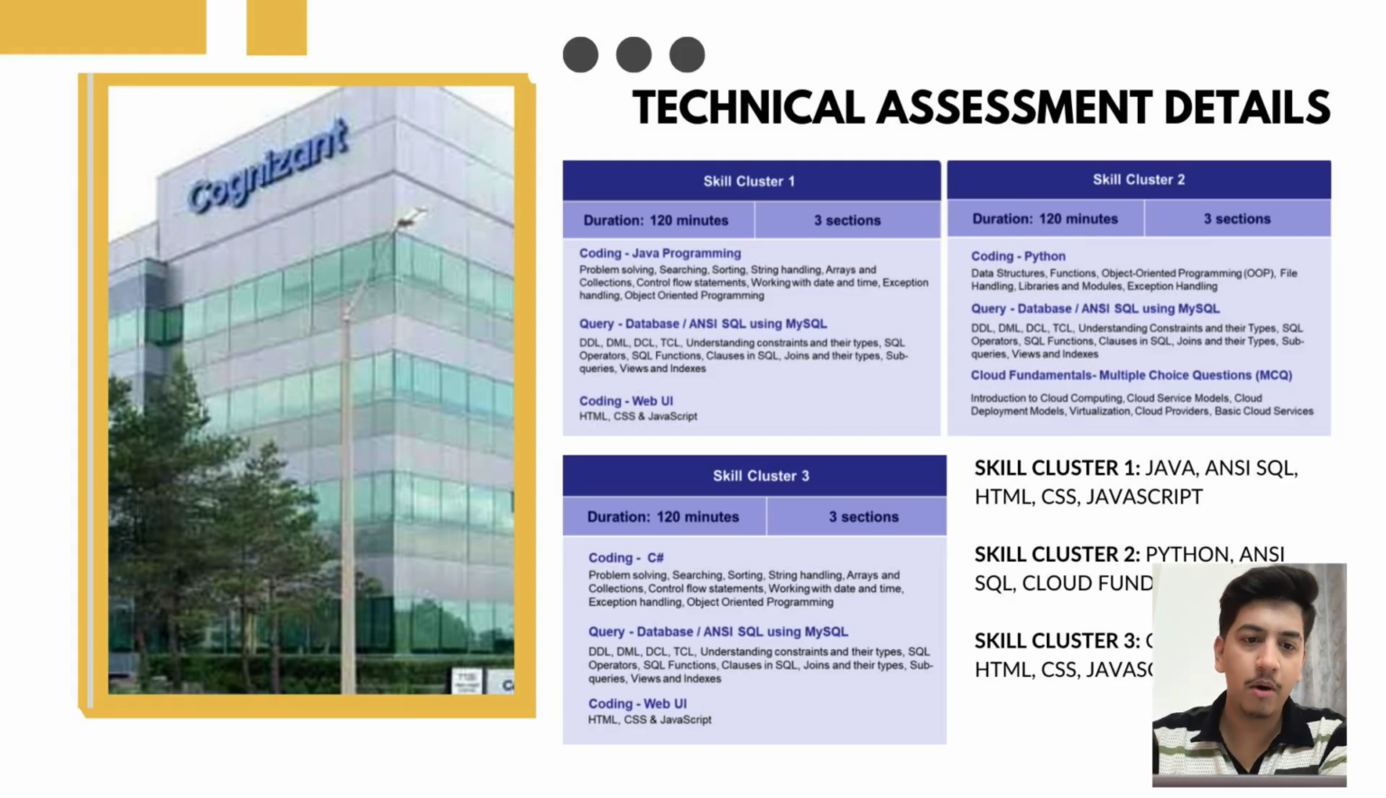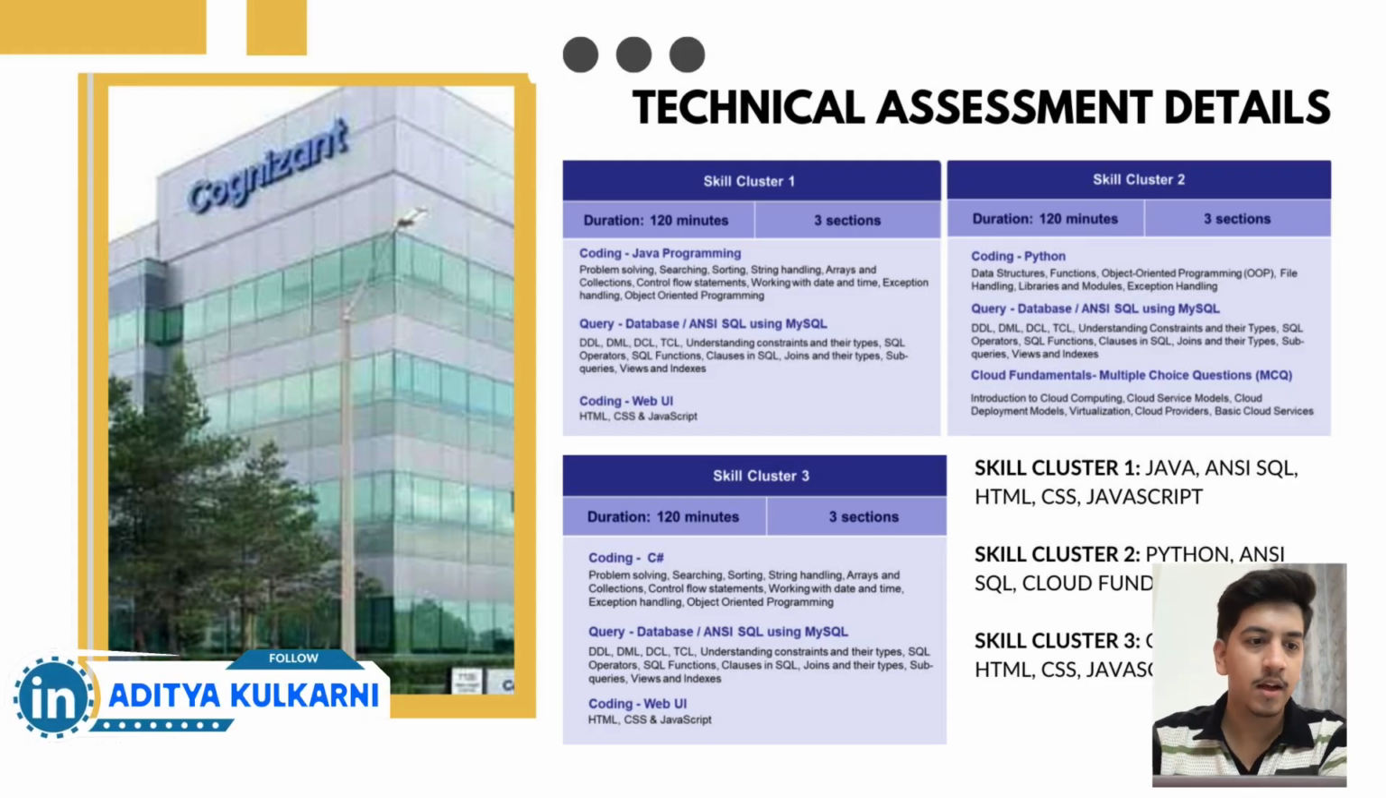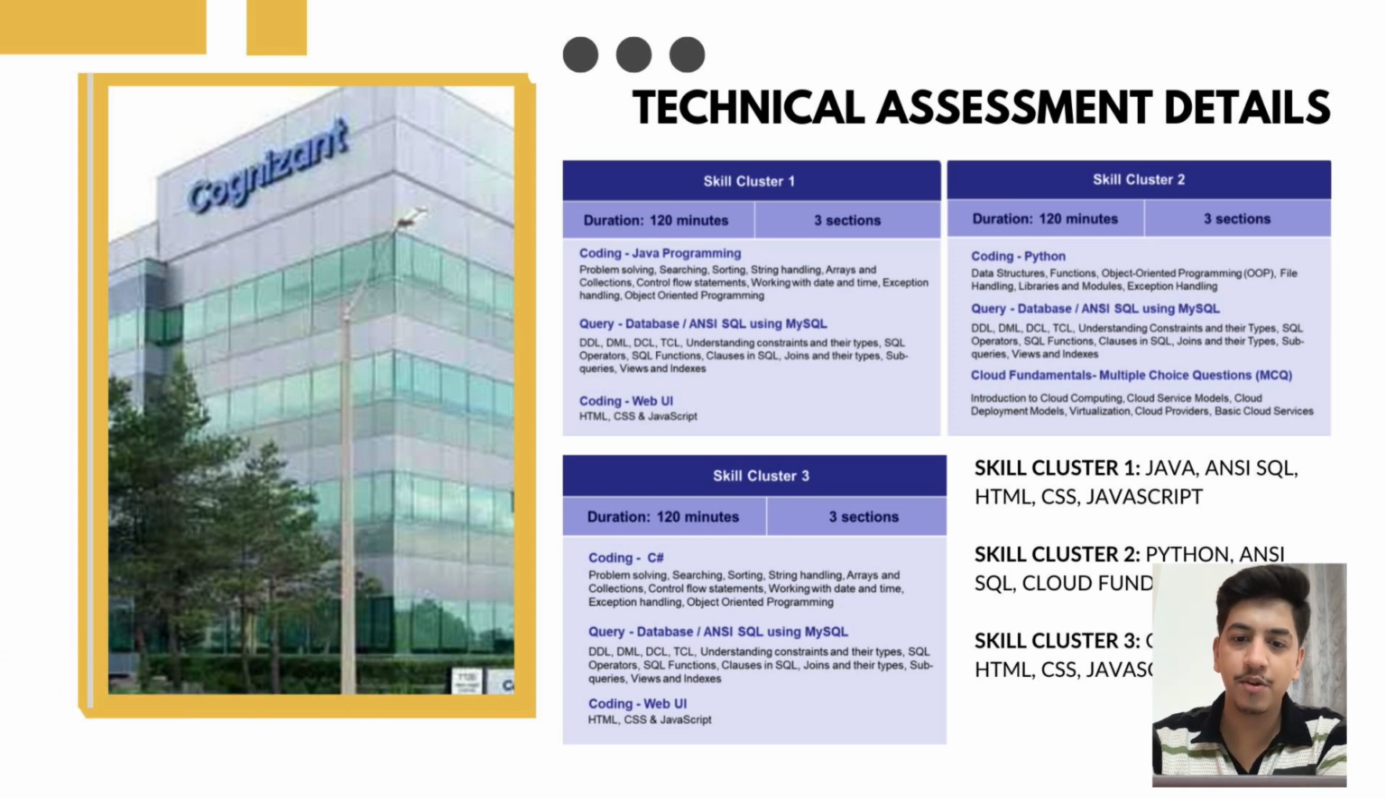So first let's talk about what cluster 1 actually means. Cognizant gives different technical assessments depending on the cluster you selected. Basically I selected cluster 1, and in cluster 1 we had 3 sections.